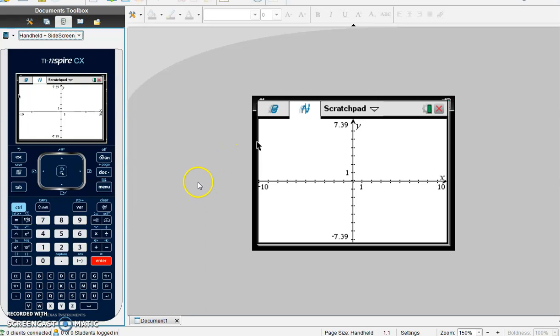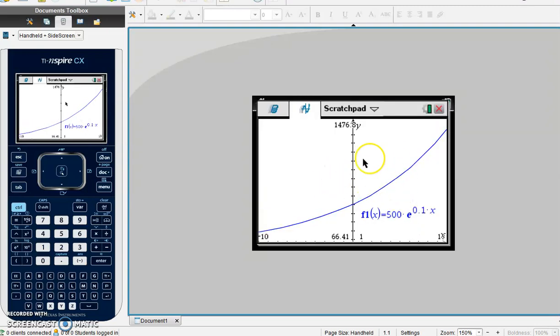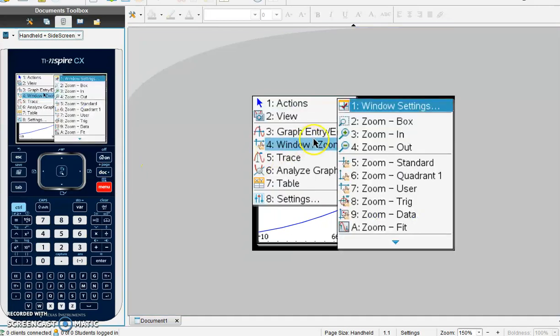And there are easier ways to get to where we want to be. So the first thing I'm going to do is go to Menu, Window. Now, window settings is an option I'm going to use, but first I'm going to go to just Zoom Fit. What that does is helps me at least see some of my graph. But here, all I can see is my exponential curve. I need to see that horizontal line as well. So I'm going to have to adjust my window settings.